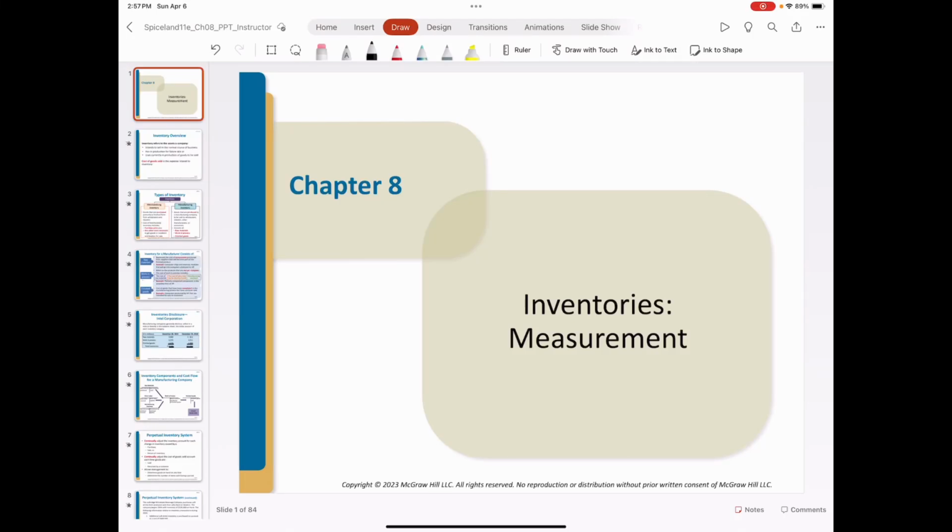Chapter 8. In this chapter, I'm introducing the measurements and the reporting issue related to the inventory, which is an important asset on the balance sheet. Also, the related expense is cost of goods sold, which is the first expenditure deducted from revenue in the income statements.